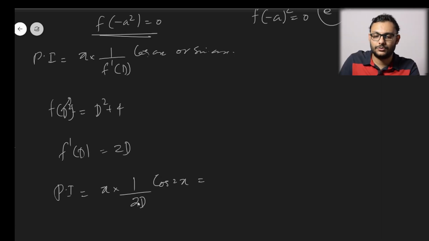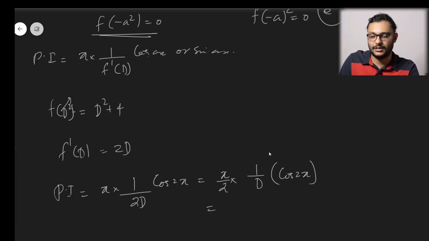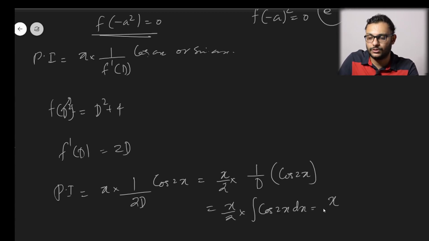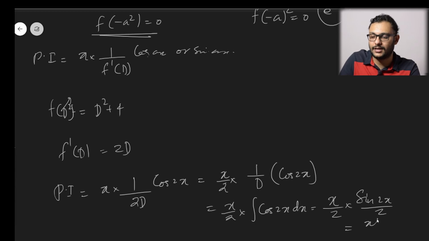Now this 1 by 2 can be taken out and x also can be taken out, that is x by 2 into 1 by d operating on cos 2x. We have already discussed that 1 by d is nothing but the integration. So x by 2 into integral cos 2x dx, which is equal to x by 2 into the integral of cos 2x, that is sin 2x by 2, which is equal to x sin 2x by 4.